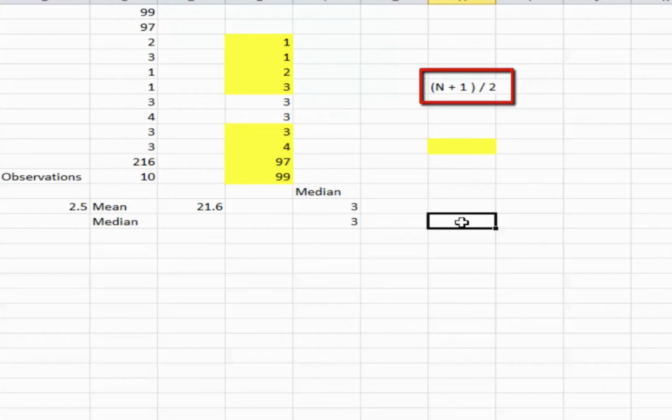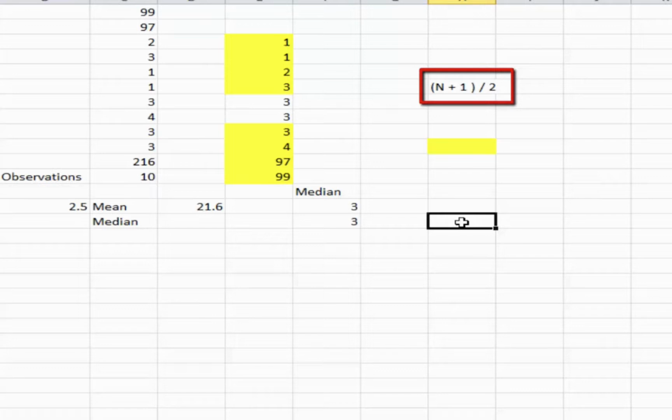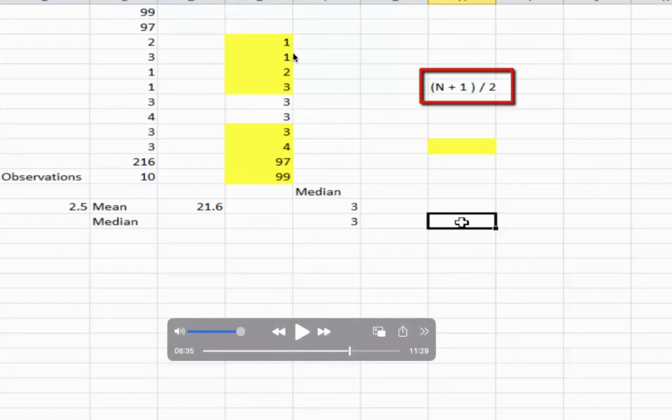When we're looking at ungrouped data and we're trying to find the median value, which means the middlemost value, you have to take your data points and sort them first. So if I got these data points of 99 and 97, etc., I have to sort them first. And when you sort them, you get this. Then you go to the position, which is calculated by n plus 1 divided by 2. N is the number of observations. Here we got 1, 2, 3, 4, 5, 6, 7, 8, 9, 10 observations.